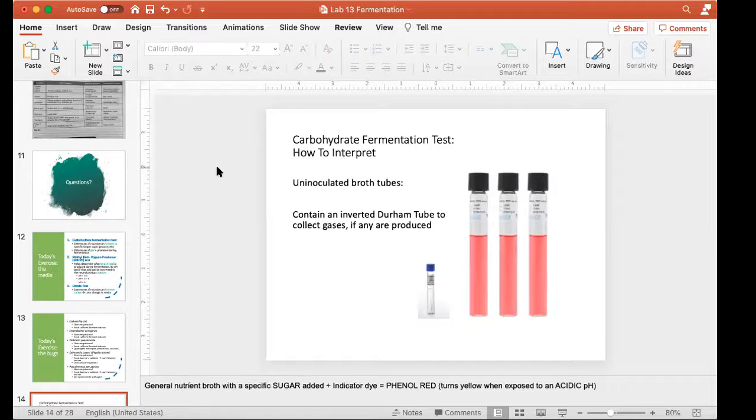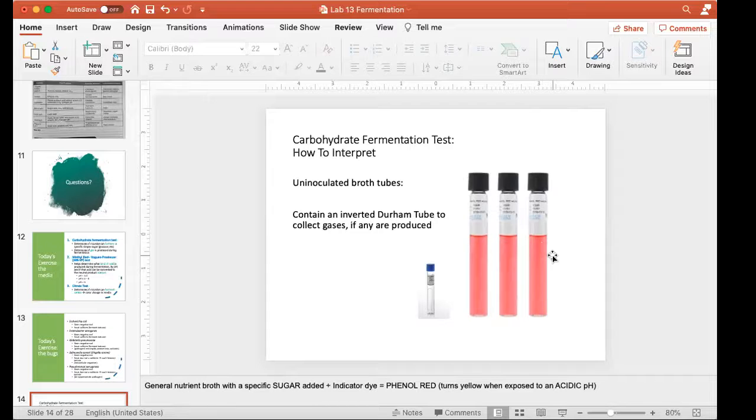All right, we've only got a minute left today, so I'll finish up with this slide and then I'll let you go. This is what the test media looks like for the carbohydrate fermentation test. These are what the tubes look like when you get them. This is a liquid broth. It has a nice pinky red color to it when it is uninoculated. Remember, I said we're going to be able to put different carbohydrates in this broth depending on which carbohydrate we're trying to test.